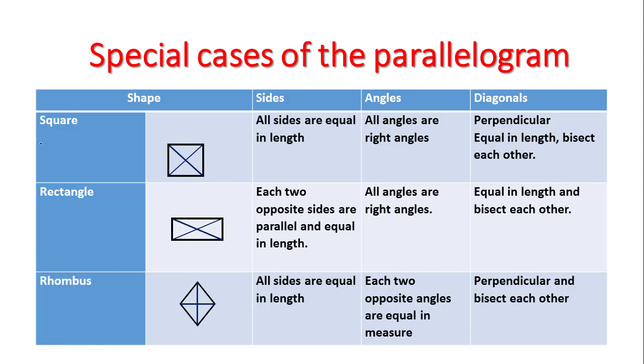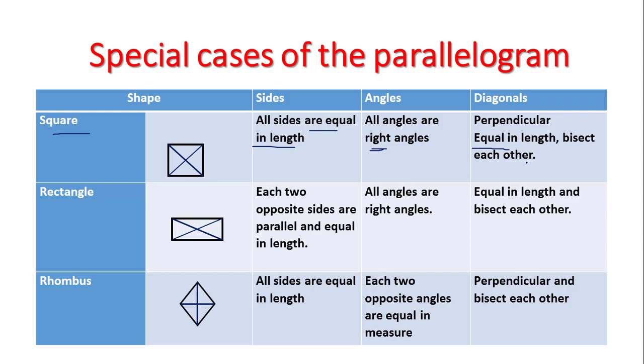We have, for example, the square. A square is a special case of the parallelogram. All the sides of a square are equal in length. We studied before that the perimeter of the square is 4 times the side length, and its area is side length by itself. What about the angles? All angles in a square are right angles, which means 90 degrees each. The diagonals in a square are perpendicular and equal in length and also bisect each other.